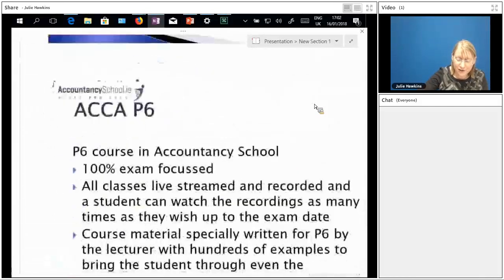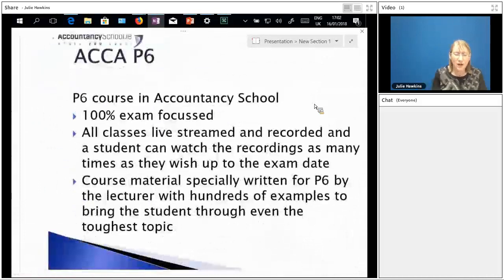Now, why choose P6 in Accountancy School? Well, obviously, I would be 100% exam focused. All the classes here at Accountancy School are live streamed and recorded, and a student can watch the recordings as many times as they wish up to the exam date. The recordings can be paused, they can be fast forwarded so you can get to the point that you want to go over again. Plus, obviously, we have a Moodle system, and I post on Moodle exactly what is in the recordings, so you don't waste time looking at loads of recordings to find what you want. It's very clear what is in each recording.